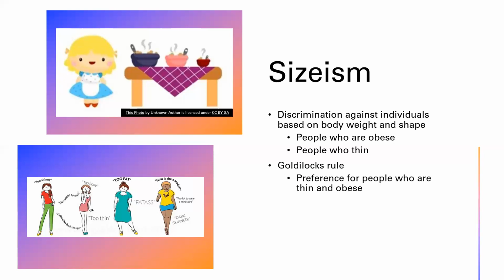So that's where the Goldilocks rule comes in. There's this preference for people who are neither thin nor obese. With the Goldilocks rule, if you're too thin or if you're too big, you're not right. But if you're right in the middle, you're good. You're healthy.